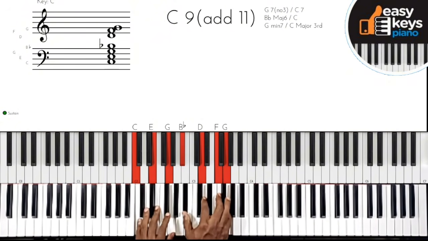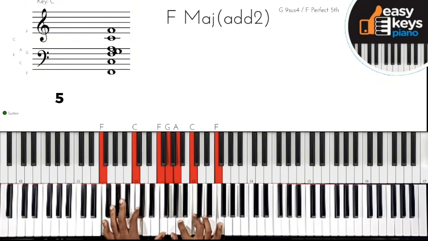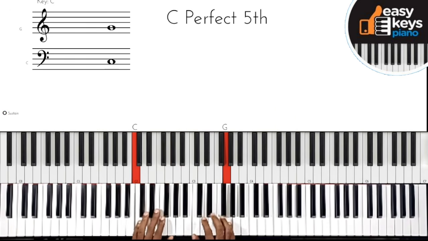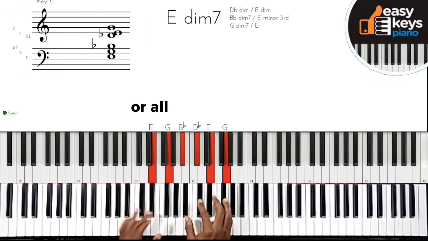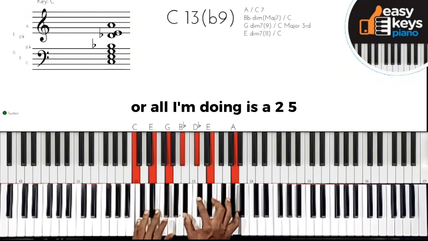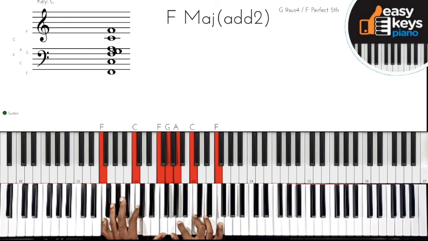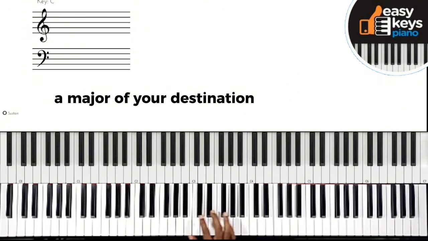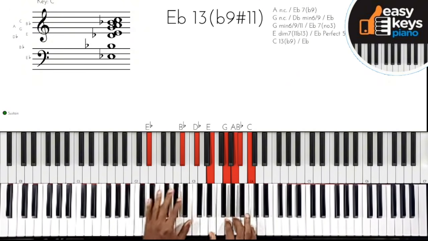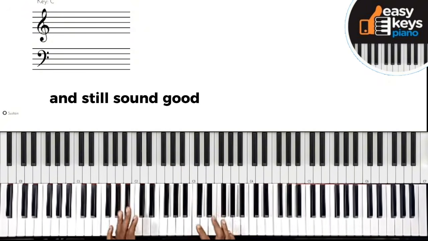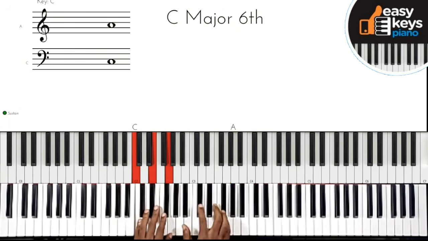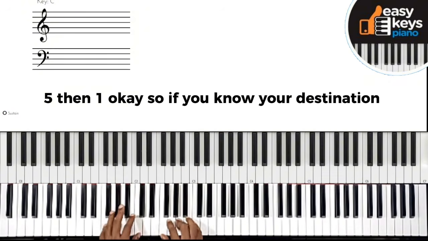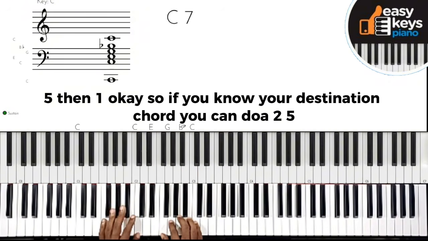2, 5, then 1. Okay, again, I did something like this. Or all I'm doing is a 2, 5, then 1. It works. You can even go to the relative a measure of your destination chord and do a 2 and still sound good. But today I chose to do the 2, 5, then 1. Okay, so if you know your destination chord, you can do a 2-5-1 to that destination chord.